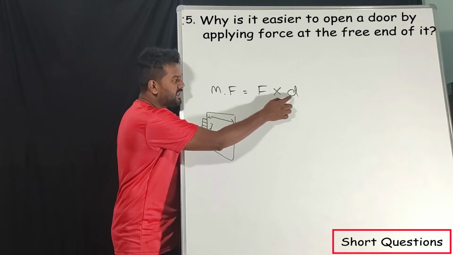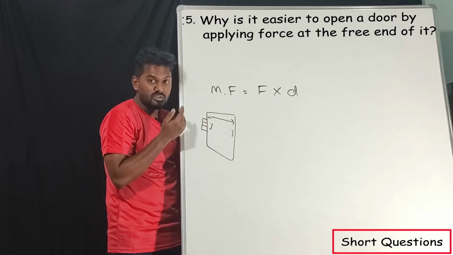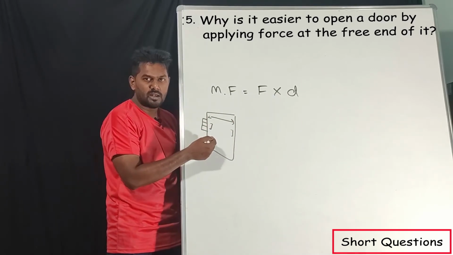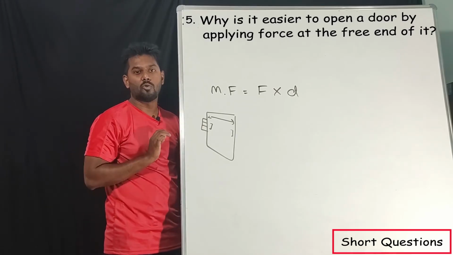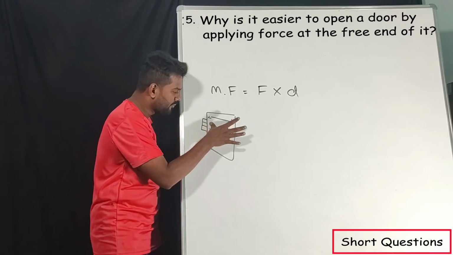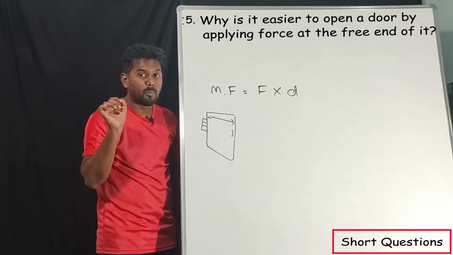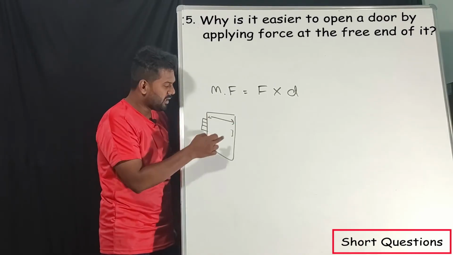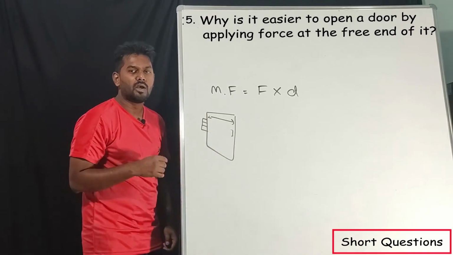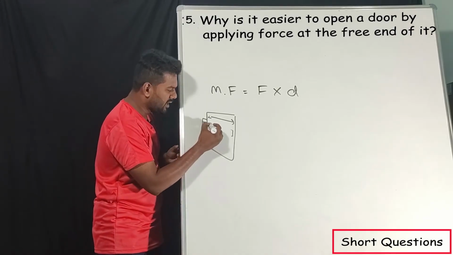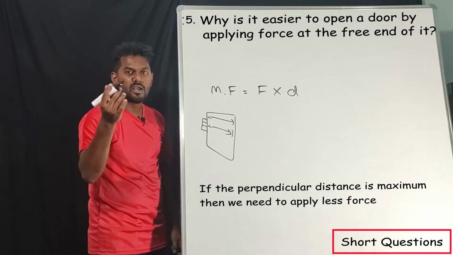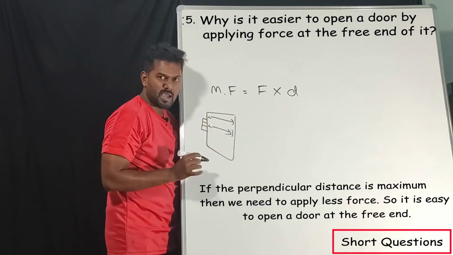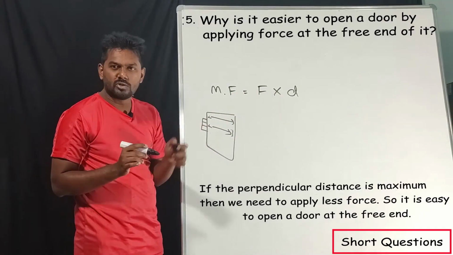So what do you mean by this statement? If the distance between the hinge and the handle is very less, then it requires more force to open. That is why it is easy to open a door when you are applying the force on the free end. At the free end, from the hinge, the perpendicular distance is maximum. So if the perpendicular distance is maximum, that means we need to apply less force.